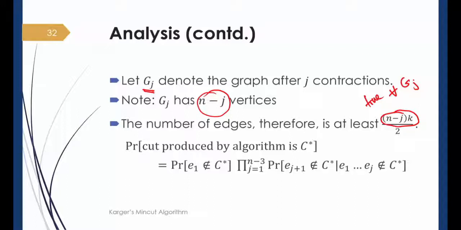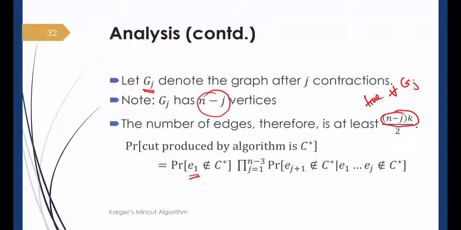Okay. So with that, now we have the mathematics needed to continue with the proof, and what we want to do is bound this probability that the cut produced by the algorithm is in fact the specific cut C star. So what is that? This event is nothing but the probability that none of the edges that were chosen by the algorithm intersected with C star. Okay, so let's write that out more carefully.